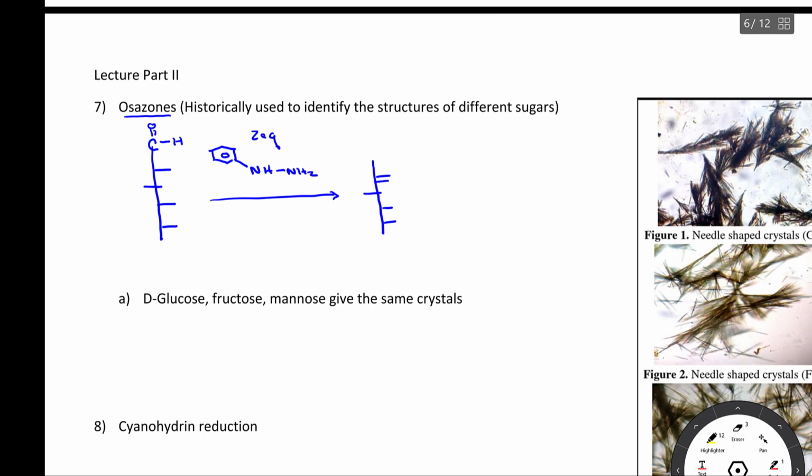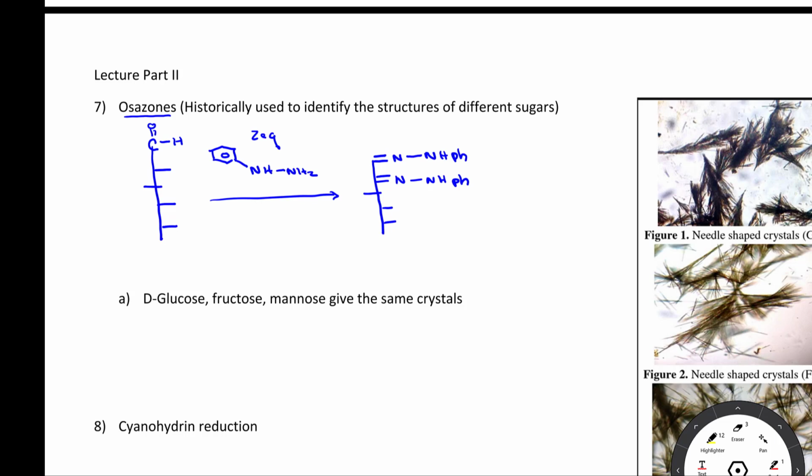But at each one of these carbons, you have a nitrogen double bonded to a nitrogen and then a phenyl group, NH, and then I'm just going to go like this, Ph, like that. And then again here, NH, Ph. And what's interesting about these compounds is many of the sugars react to form osazones, and their crystal structures are very different. But some give the same crystal structure.